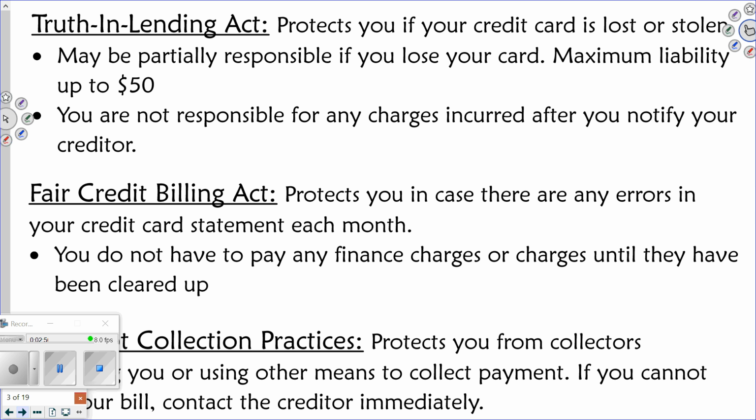Okay. The Fair Credit Billing Act protects you in case there are any errors in your credit card statement. So don't just assume that the company got it all right, because they're humans also. Okay, people make mistakes. You do not have to pay any finance charges or any kind of charges until they've been cleared up. So if you think they charged you incorrectly, let them know, and you can wait to pay any charges on it until everything's cleared up with them.